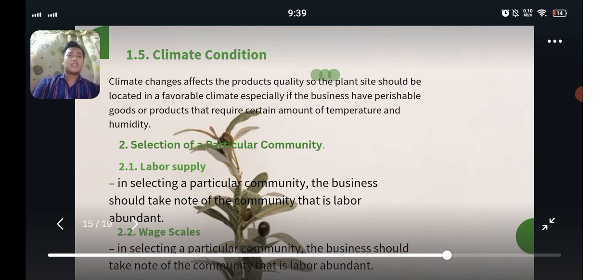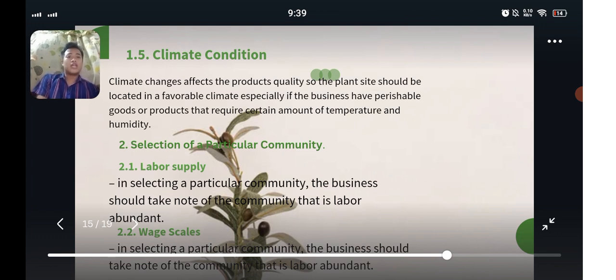Number two, selecting a particular community. 2.1 is labor supply. In selecting a particular community, the business should take note of that community that is labor abundant. To have a competitive advantage over its rival, the community should also have a large pool of skilled and knowledgeable labor. So, that's all for labor supply.